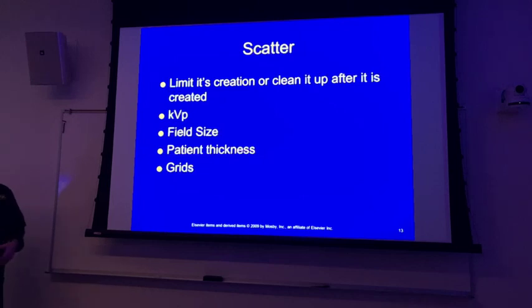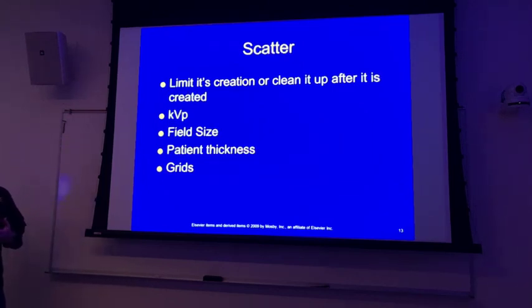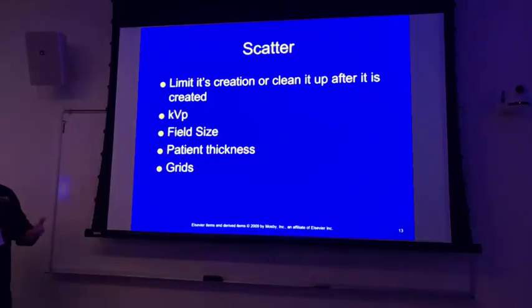So kVp is one, field size is another. We can deal with patient thickness minimally. You know, a big patient's going to be a big patient, and we can't do a whole lot about that, right? We can do a little bit about it. We seldom do, but we can do a little bit about it. And then after it's created, we've got grids that clean up scatter radiation.